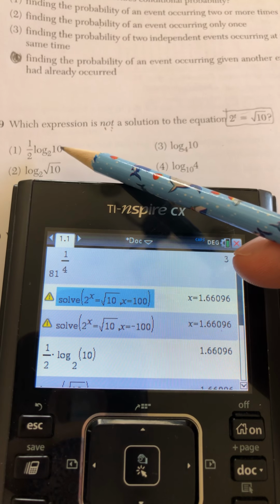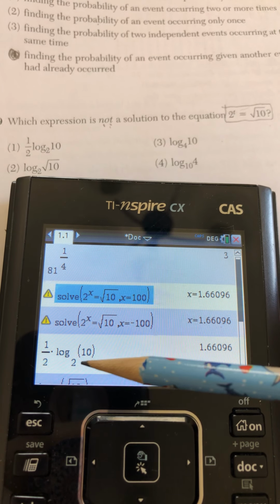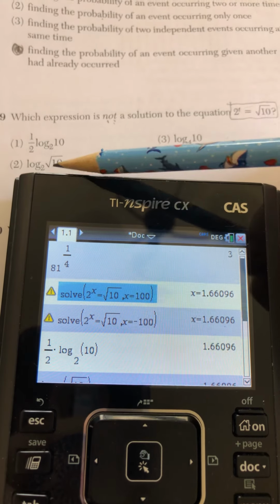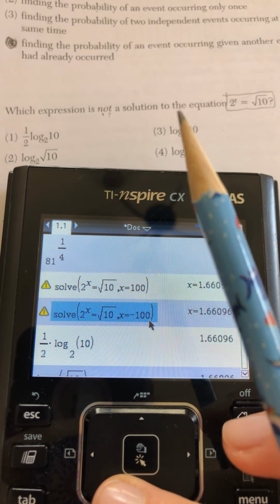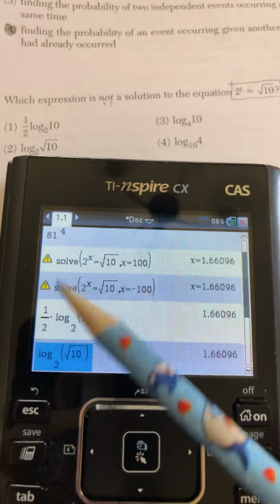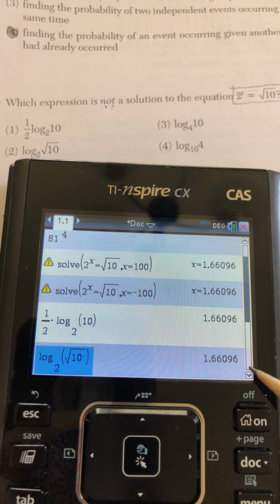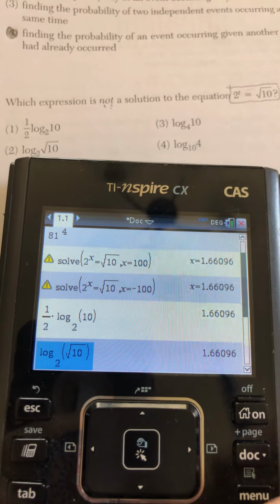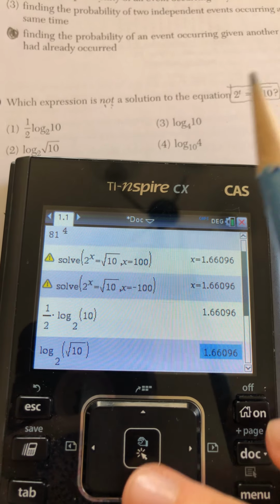So I typed in answer 1, right? There it is. And look at what I got. Same thing. So then I typed in number 2. There it is, log base 2 square root 10. Oh, look, same exact thing. Which one is not a solution? Went to number 3. Let's go down.